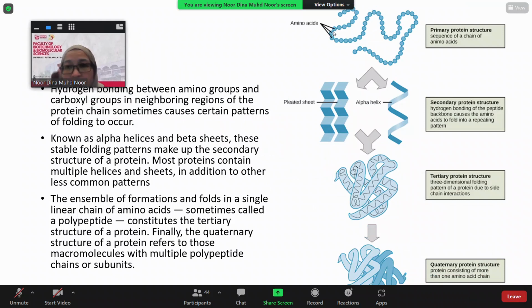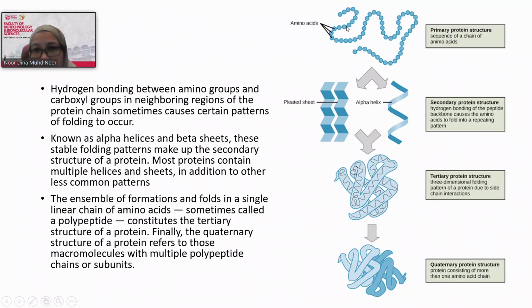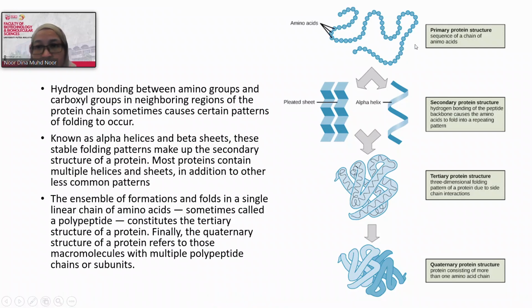In a primary protein structure, we may say that it is impossible for an amino acid located here to interact with one over here, right? But that's not the case.